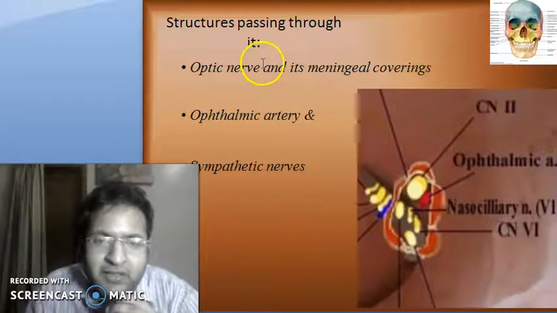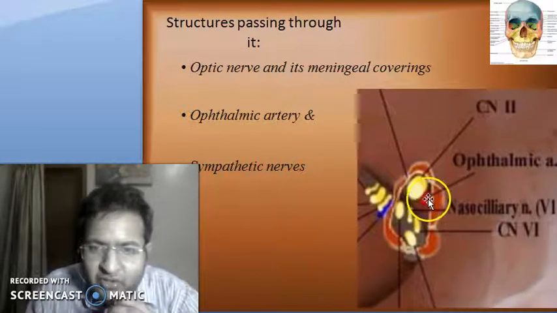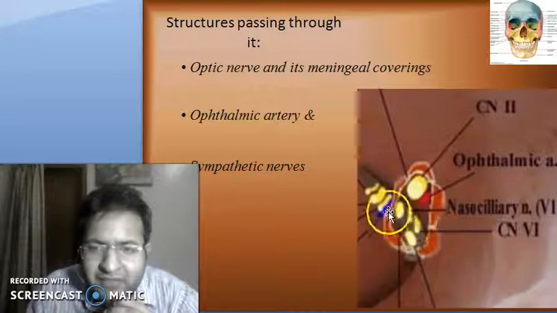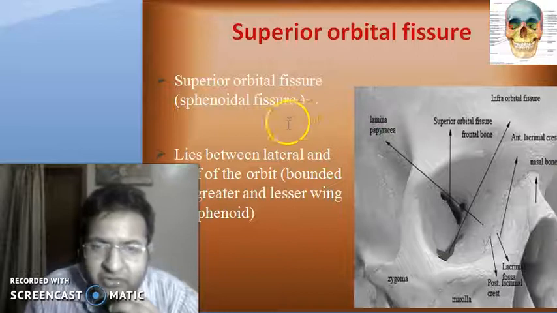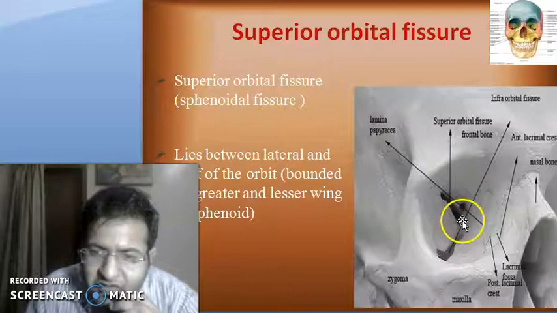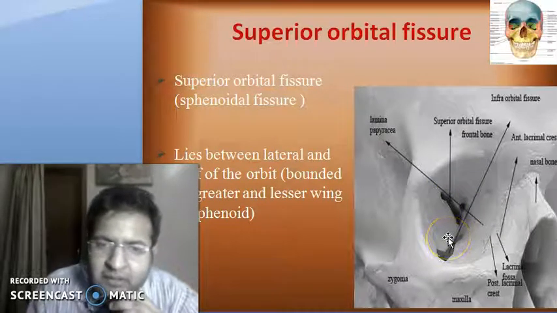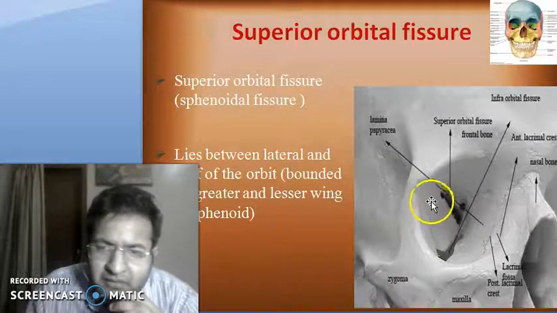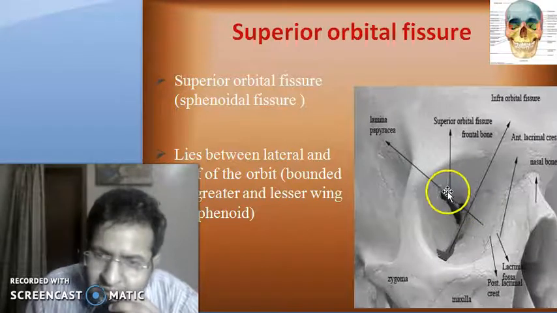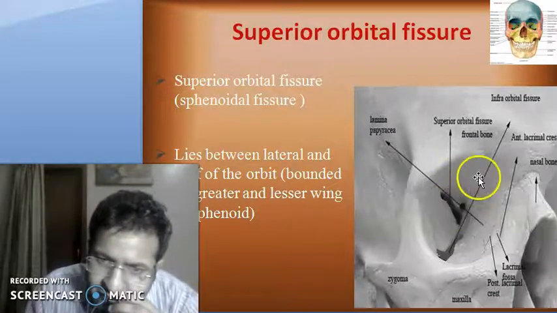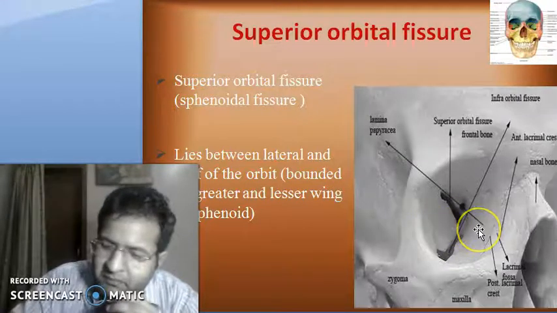Structures passing through the optic canal are the optic nerve and its meningeal coverings, the ophthalmic artery, and the sympathetic nerves. The superior orbital fissure is also known as the sphenoidal fissure because it is located between the greater wing of the sphenoid and the lesser wing of the sphenoid. The lesser wing of the sphenoid is part of the roof of the orbit, and the greater wing of the sphenoid is part of the lateral wall of the orbit.